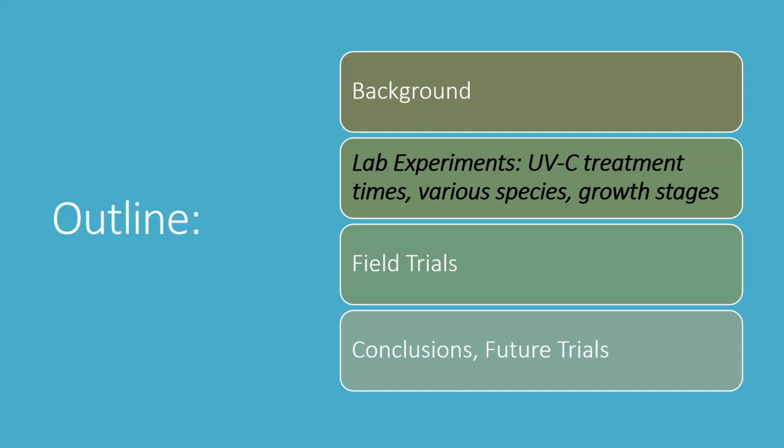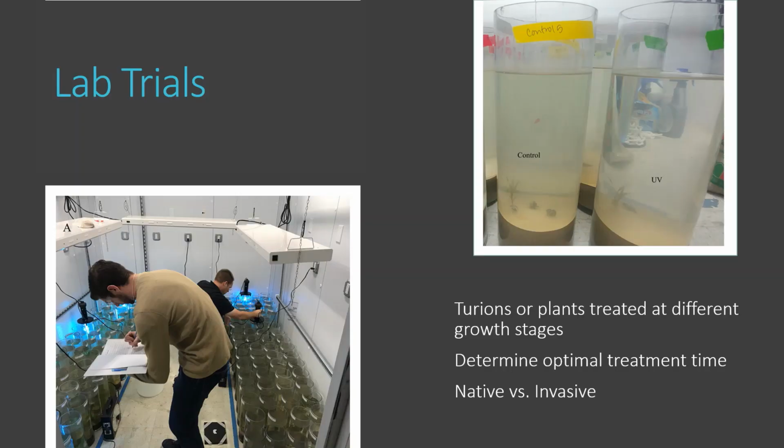Now moving on to lab experiments, looking at UVC treatment times on various species at different growth stages. Our lab trials were conducted in a temperature and light controlled room using these glass vessels which held about 3 liters of lake water, and the plants were rooted in sand. We treated each glass vessel individually using handheld UVC lights.